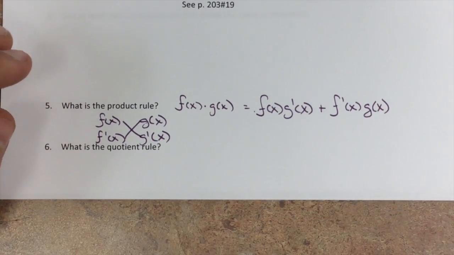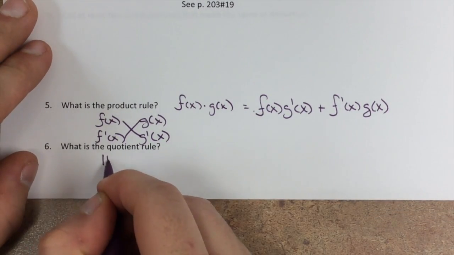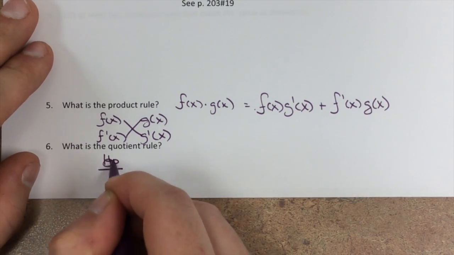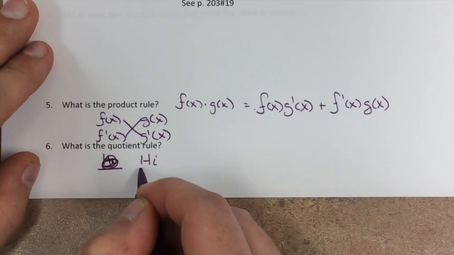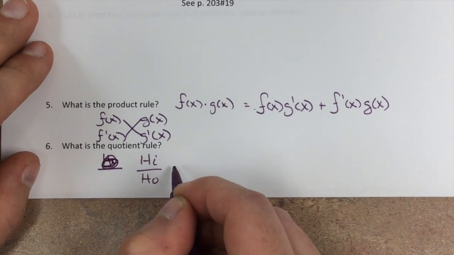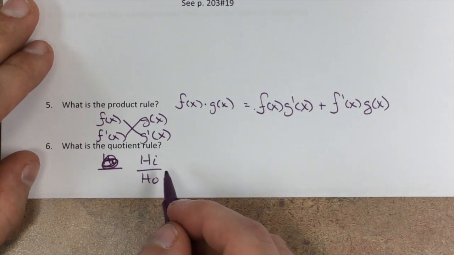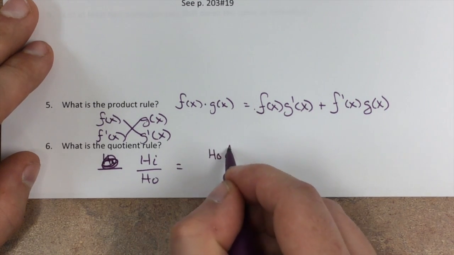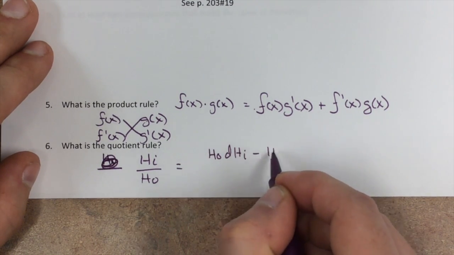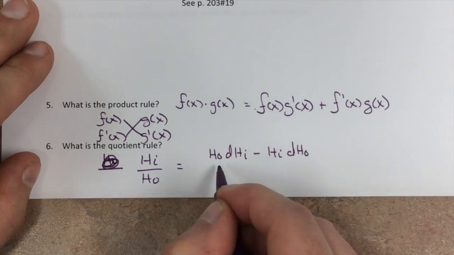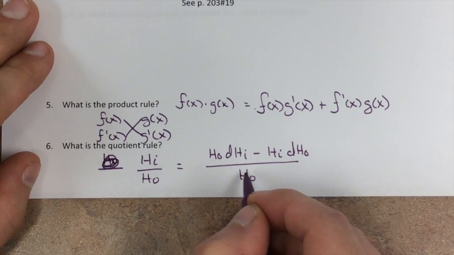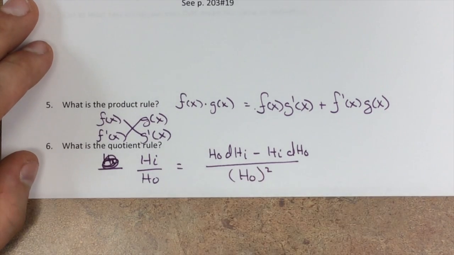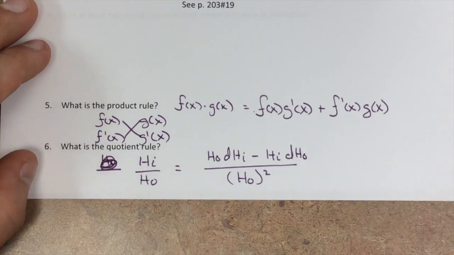For the quotient rule, if we have our high function and we have our ho function, then the derivative of these two functions we said was ho d high minus high d ho all over ho ho, or ho squared. Pretty simple. Moving on.